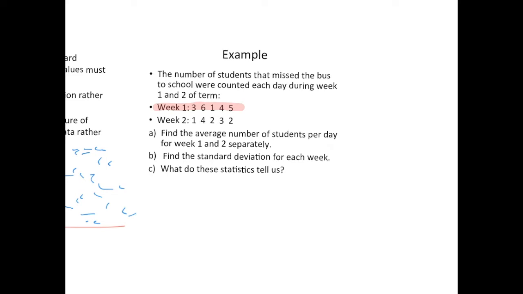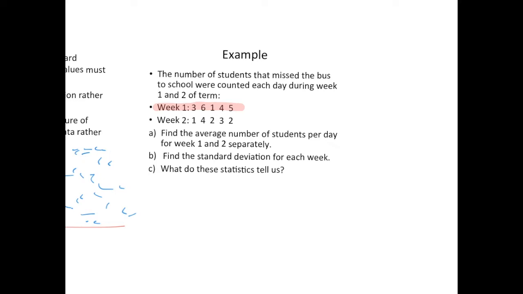3 is probably the number of students that missed on Monday. 6 is probably the number of students that missed on Tuesday. Otherwise, it would just give one number. You know what I mean? So it's multiple data values, so they must have something to do with the days of the week. Is everyone okay? Okay. So now, find the average number of students per day for week 1 and 2 separately.